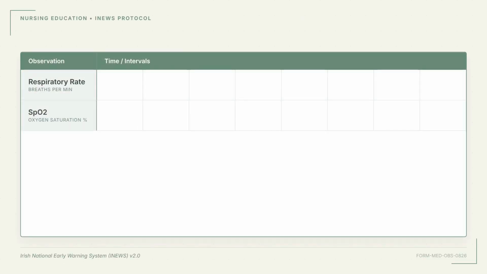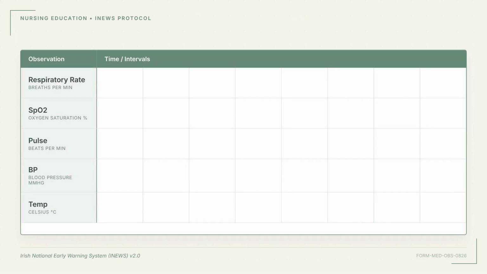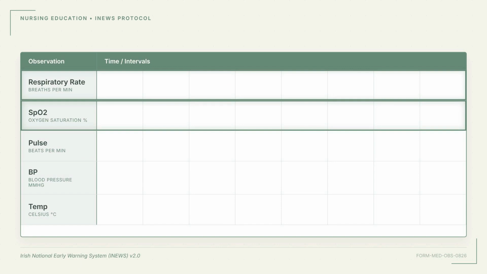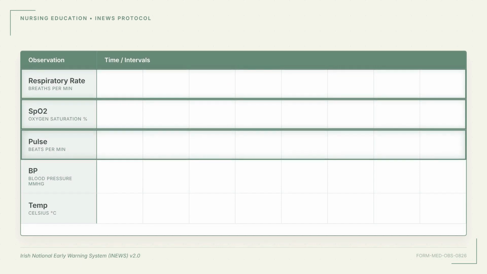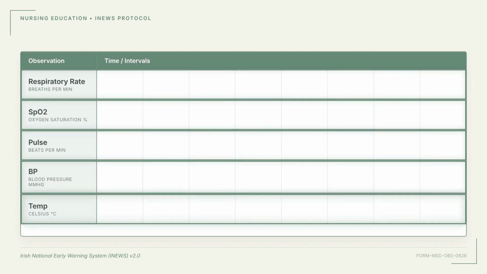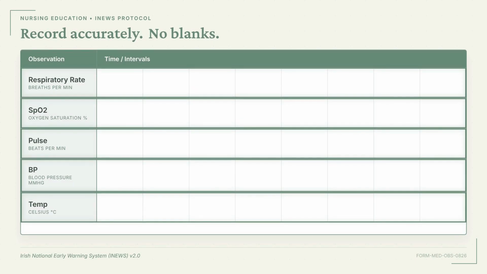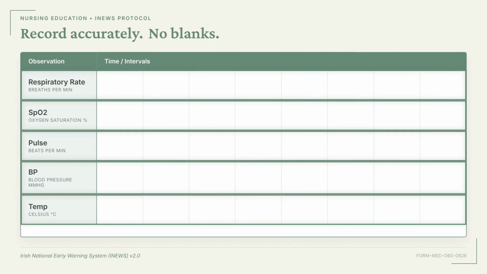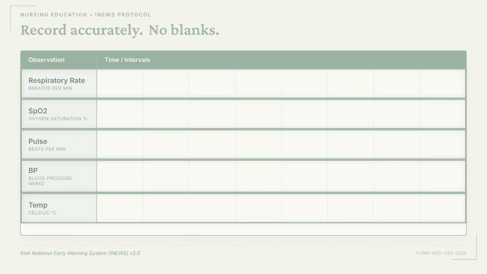Once your assessment is complete, record your observations on the chart. The key observations include respiratory rate, oxygen saturation, pulse rate, blood pressure, and temperature, together with the appropriate assessment of consciousness. Depending on the scenario, you may be given an in-use observation chart, GCS, or another basic observation chart. Make sure you record the information accurately, do not leave unnecessary blanks, and calculate the score accurately.